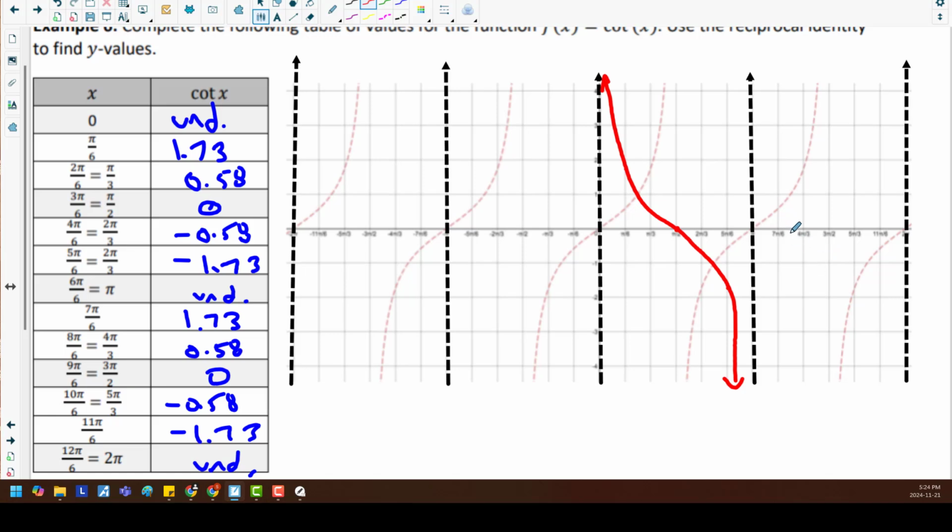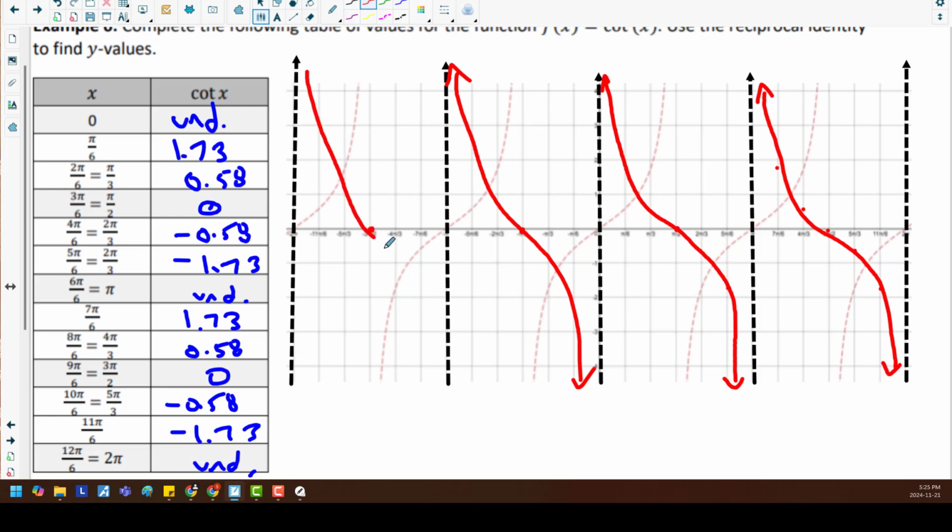So let's see, 7 pi over 6 is 1.73. That's here. This is probably going to be 0.58, most likely. This is going to be 0, 0.58, negative 1. Yeah, it's kind of just dancing. I don't know if you guys can see it. It's kind of going in this direction. Yeah, so that's cotangent. Tangent and cotangent look very similar, except they're kind of facing different directions, you could say.